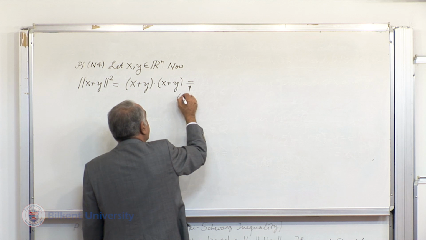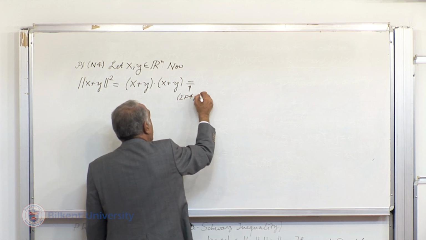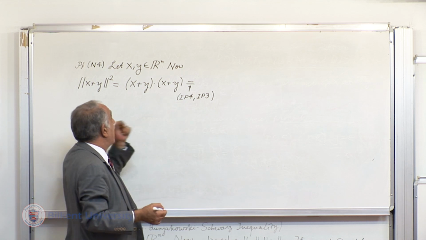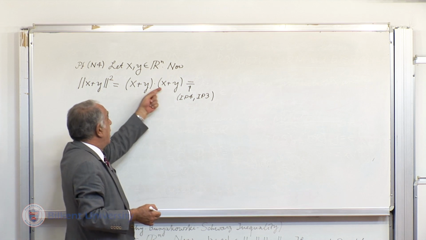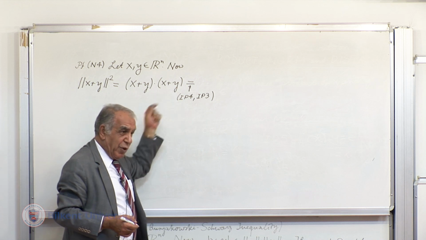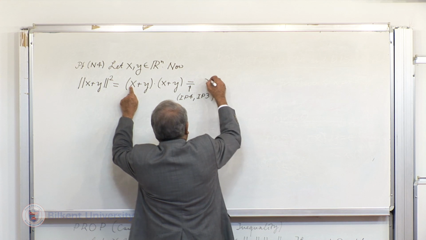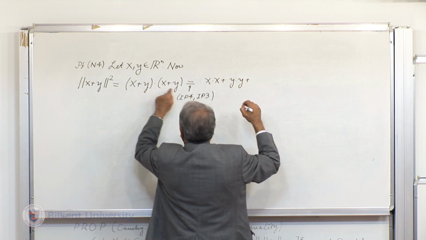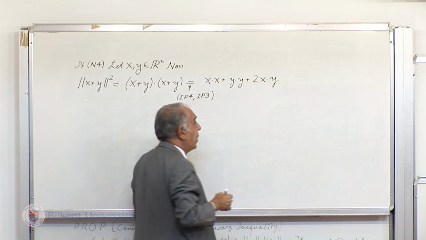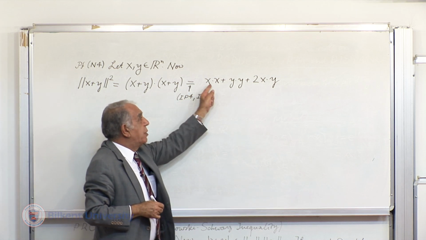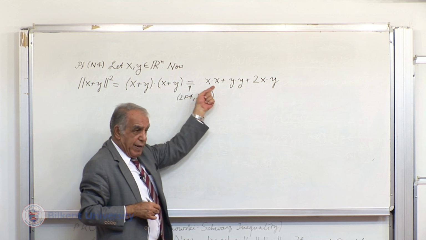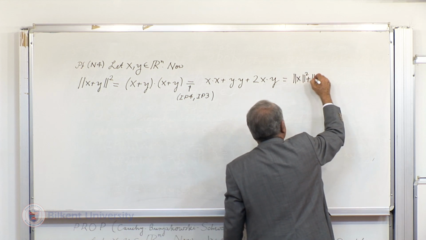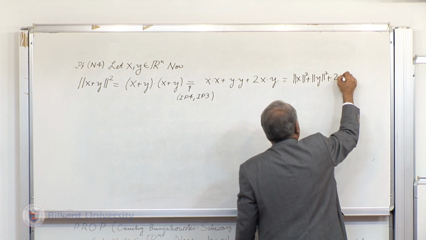But again, using IP4 and IP3, IP3 said x dot y and y dot x are the same. And IP4 says that x plus y dot x plus y is x dot x plus x dot y, and so on. So this is x dot x plus y dot y plus y dot x and x dot y, but they're the same. So we get twice x dot y. But can I translate this into terms of norms? Well, this is the norm of x squared, and this is the norm of y squared. So we have the norm of x squared plus the norm of y squared plus 2 x dot y.